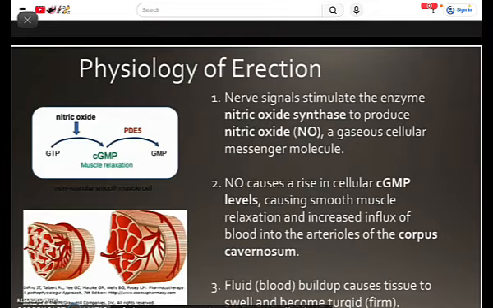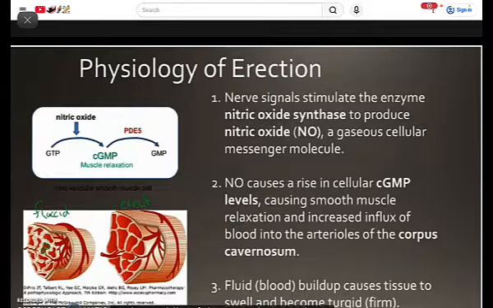So now we're going to talk about the anatomy of erection. This is important because this is where we're going to have our drug targets. So when you look at a cross-section of the penis, here on the bottom left side, we're going to see the cross-section of a non-erect or flaccid penis.